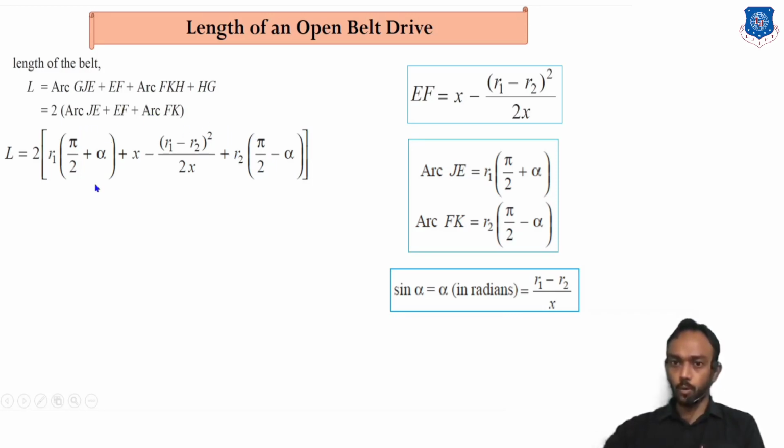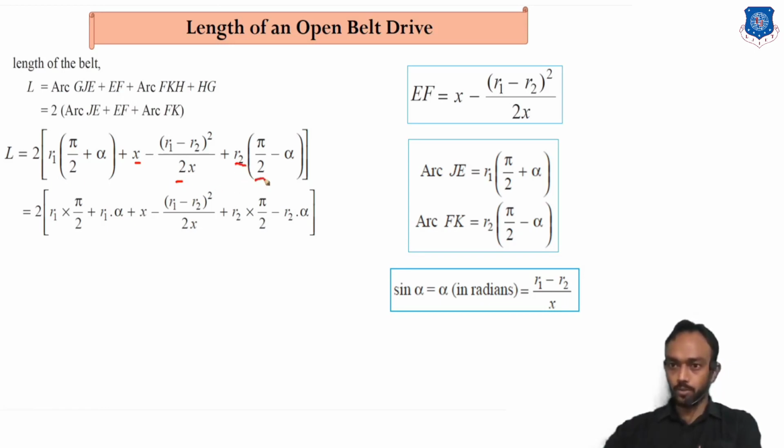So first of all, open all these brackets inside the larger bracket. So what will happen, R1 pi by 2, R1 alpha, then x is the same as these two steps will be same, R2 into pi by 2, R2 into alpha. Okay, clear up to this point?